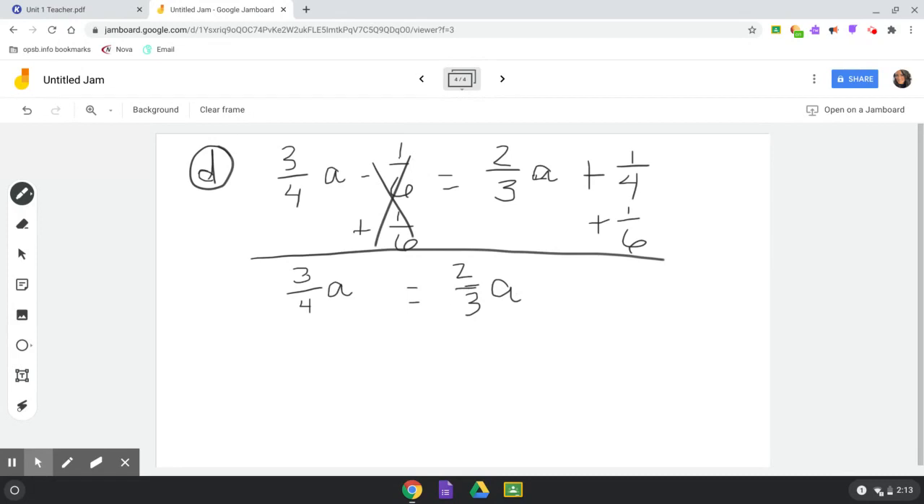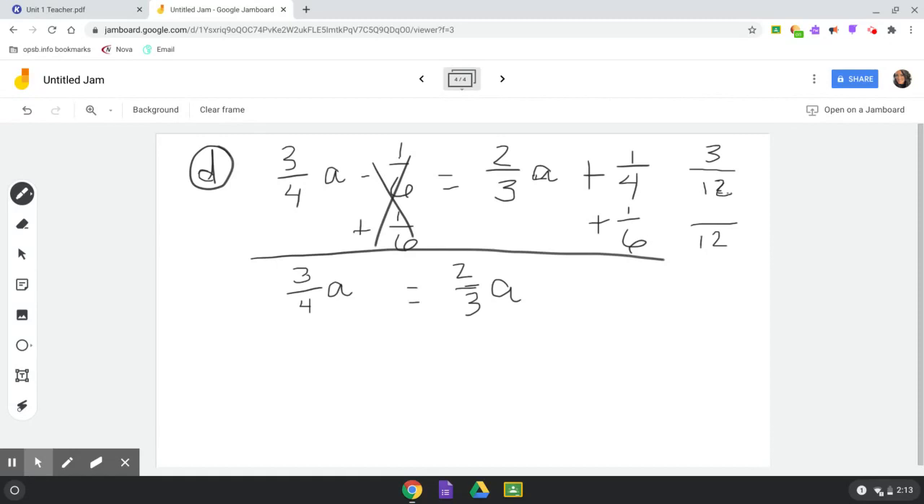Now I need to add 1/4 and 1/6. When I add 1/4 and 1/6, you need to get a common denominator in order to add. So my common denominator here is 12. Hopefully you know that the common denominator between 4 and 6 is 12. So 1/4 is how many 12ths? Well, that's 3/12.